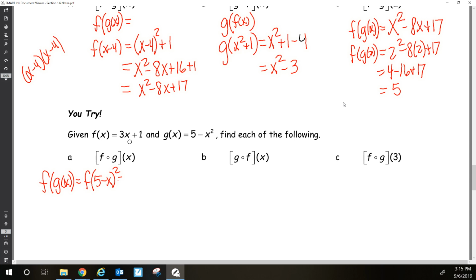So instead of having 3 times x, I'm going to have 3 times 5 minus x squared. Sorry, wrote that wrong. 5 minus x squared. And then plus 1. Distributing this 3, I've got 3 times 5 is 15. 3 times negative x squared is negative 3x squared plus 1. And so putting it in standard form, I'm going to put negative 3x squared first. 15 plus 1 would be plus 16.